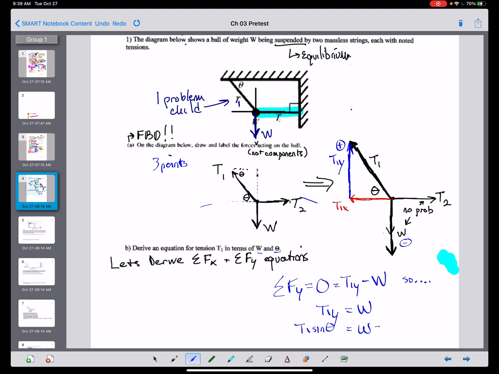That's why I'm wondering, was this supposed to be T2? Notice, we're done. Well, no, we're not done yet, because we're solving for tension T1 in terms of W and theta. So to get it in terms of W and theta, we have T1 equals W over sine theta. That's it.